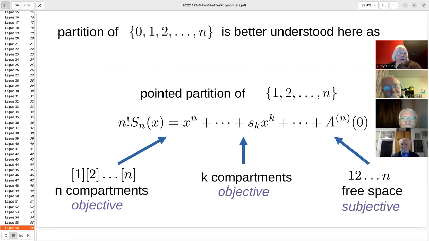The next is that, another important thing was that here we could have had all the same numbers if we had worked with partitions of sets, but I emphasize that we want to think of these as what I call pointed partitions, which means that we threw away the 0 and we threw away the first compartment, and we have this notion of free space, you see.